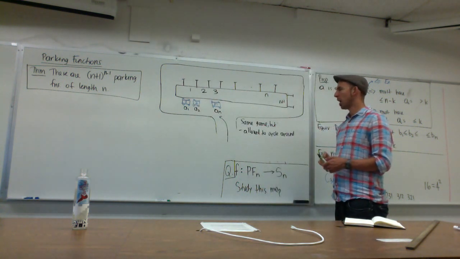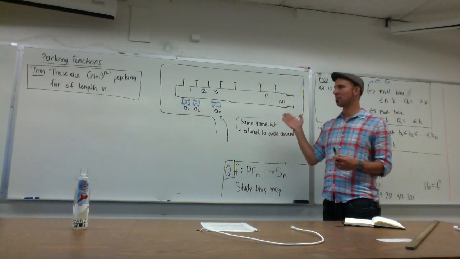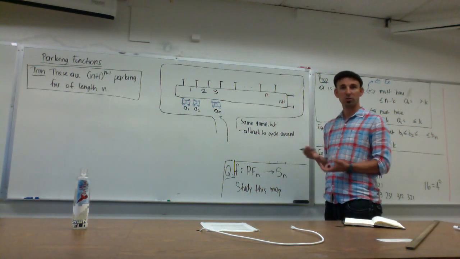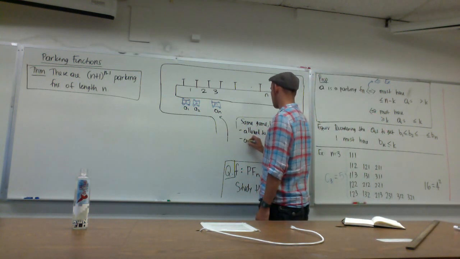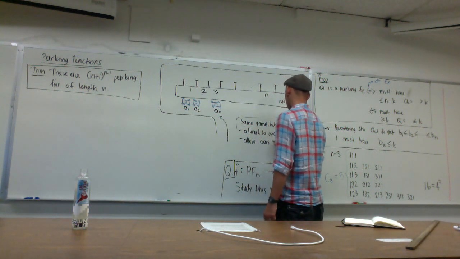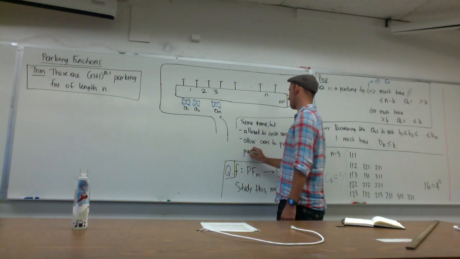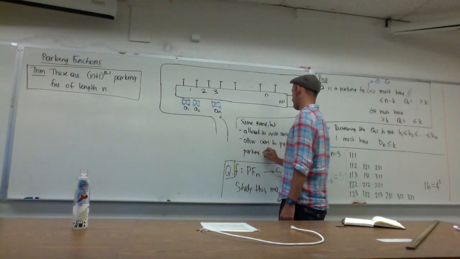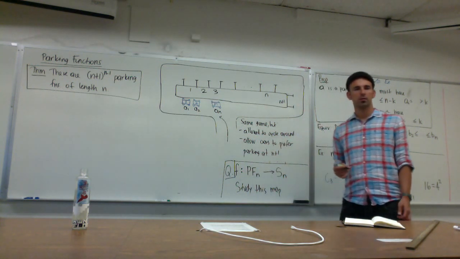Okay? And so you see, in this case, everybody's going to be able to park because there's n plus 1 parking spots and there's n cars. So everybody's going to park. And I'm also going to allow cars to prefer parking spot n plus 1. Okay?